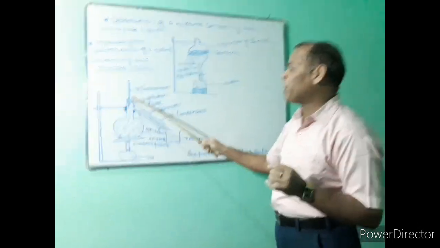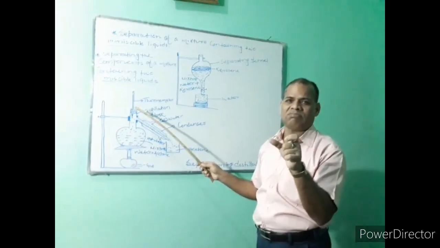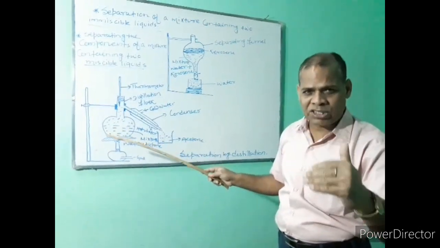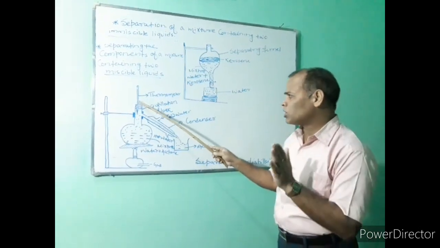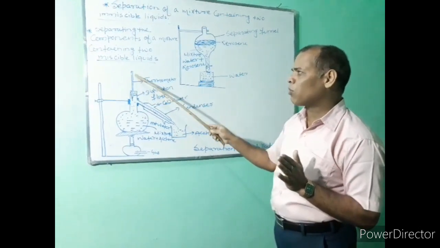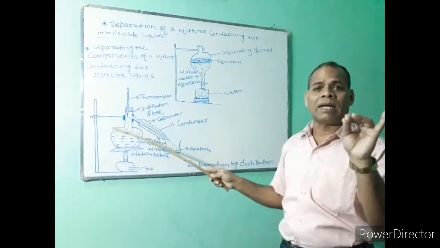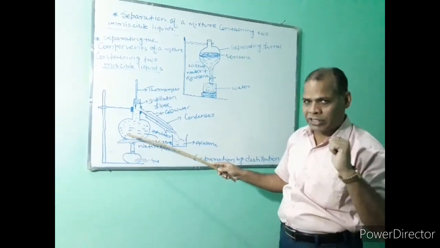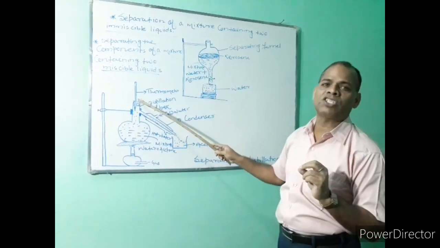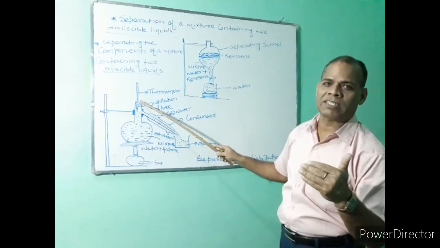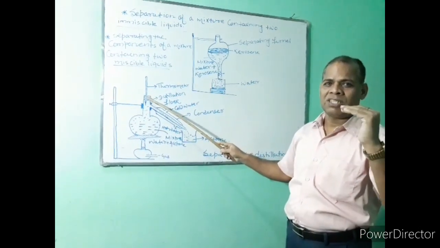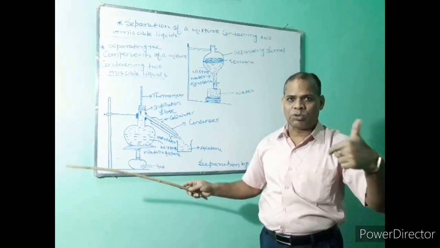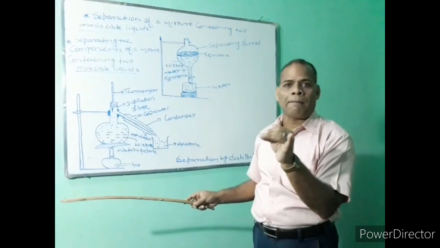If you observe, the temperature remains constant at that time. When this liquid, the acetone, starts to boil, if you mark on the thermometer, you see the temperature does not increase. As you know, once the liquid starts to boil, the temperature does not change. That is the latent heat of vaporization.